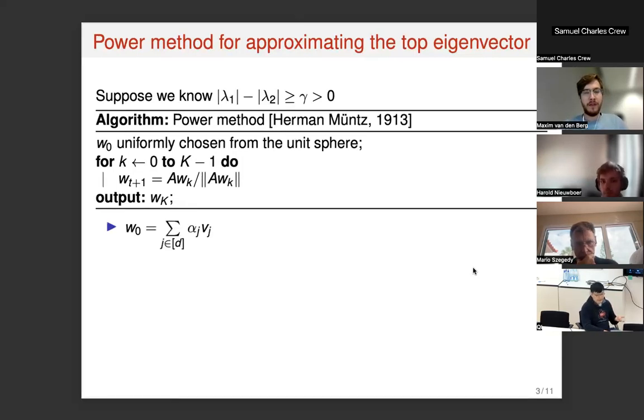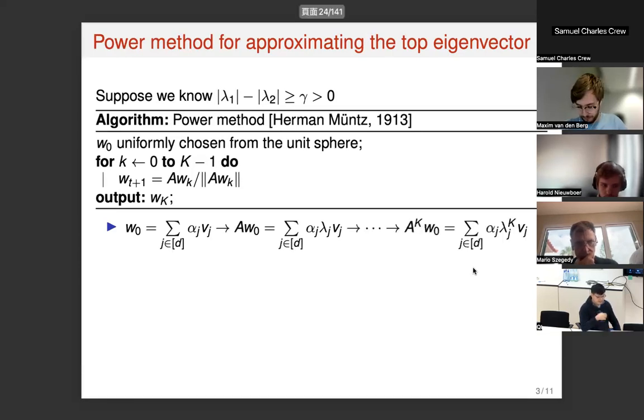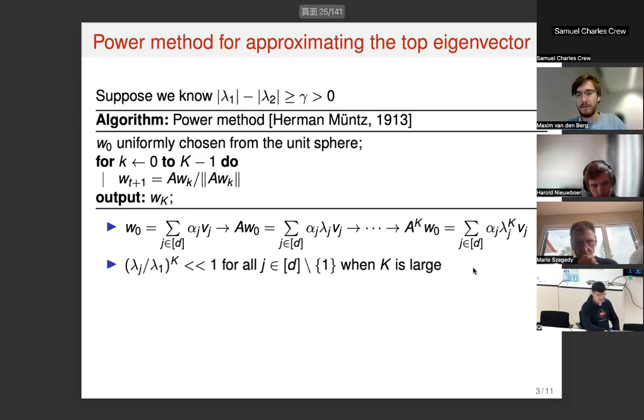Why it works: at the very beginning you have w0, and you can write it as a sum of alpha i phi i, where the phi i are the eigenvectors. Once you apply A on w0, you end up with alpha j lambda j phi j. If you do this capital K times, you end up with alpha j lambda j to the k phi j. Because we renormalize the whole vector, once capital K is large enough, lambda j over lambda 1 will be really small, so the leftover component will be proportional to v1.